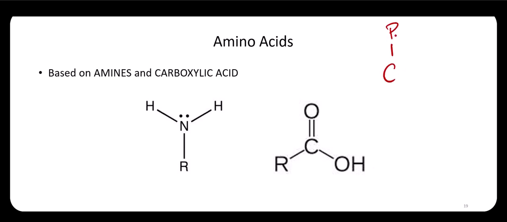We have an R group. And again, the R group is what makes that amino acid that amino acid. I have a hydrogen, I have my carboxylic acid, and I have my amino group. Conventionally, we tend to put the amino on the left, the carboxylic acid on the right.